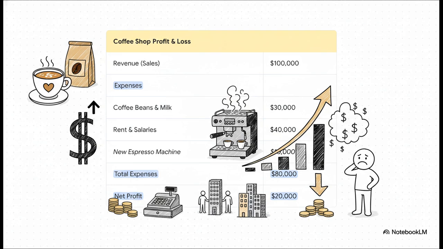In this version, the coffee shop brought in $100,000 in sales. Great. But they made the mistake of expensing the entire $10,000 cost of the new espresso machine this month. And look what happens. Their total expenses ballooned to $80,000, leaving a net profit of only $20,000. Ouch. It looks like they had a really rough month.